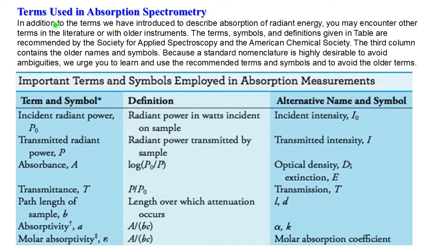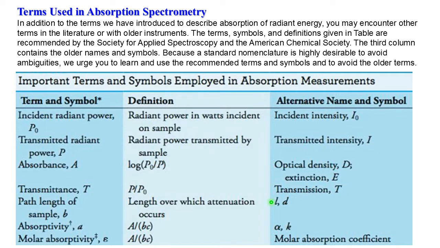The units we are using are not the only ones in use. For power, we say radiant power, transmitted radiant power. Absorbance is log P0 over P by definition. Transmittance is P over P0. Path length of the sample is b. Now we have absorptivity and, more important, molar absorptivity.